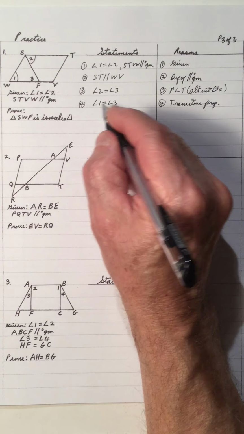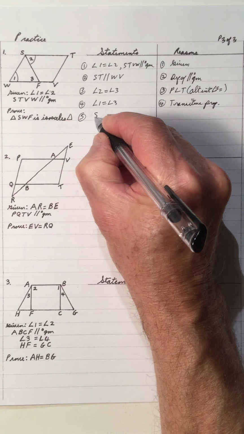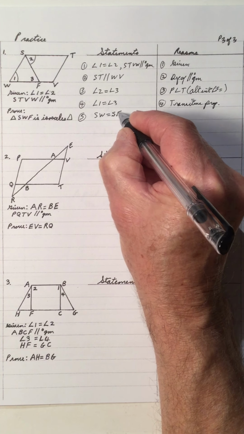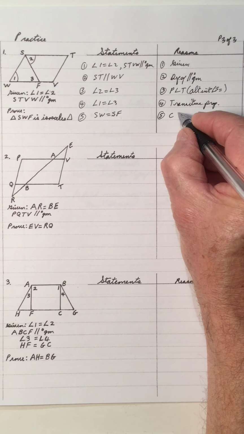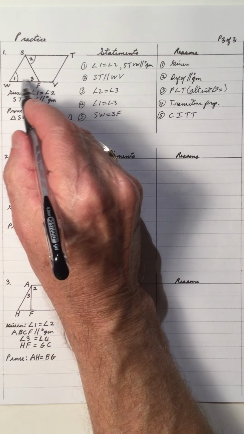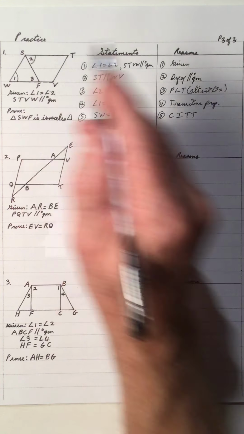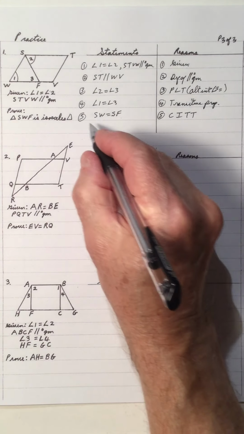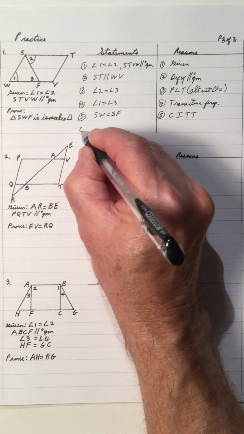Because we have 1 equals 2, that means that I have SW is equal to SF. And that's what we call converse of ITT. That is, if you have two angles in a triangle equal, then the sides opposite those two angles are equal. That's the converse of the ITT. And again, that's in the unit on congruent triangles.